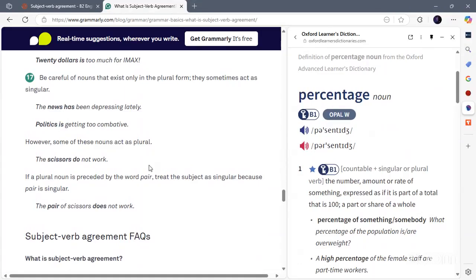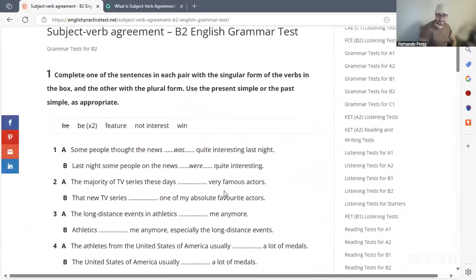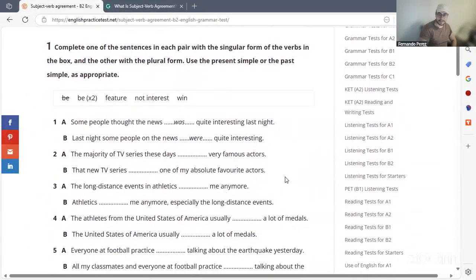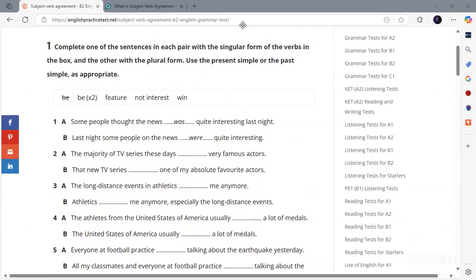Okay. And that's pretty much it about subject-verb agreement. So let's practice. Help me with instructions, read the examples, and we'll go on. Exercises 1 to 3, action. Complete one of the sentences in each pair with the singular form of the verbs in the box, and the other with the plural form. Use the present simple or the past simple as appropriate.